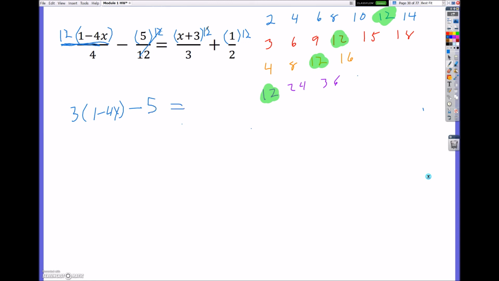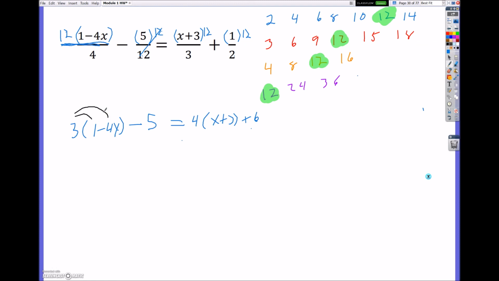And that is equal to 12 divided by 3 is 4. I'm going to have x plus 3 left in there. And then right here, I'm going to have 12 divided by 2, which is 6. Let me just go ahead and move this down really quick. So I'm going to have plus 6. Now, if I gave you this as your first problem, it might be a little bit more familiar on how to solve this. So let's go ahead and do that.